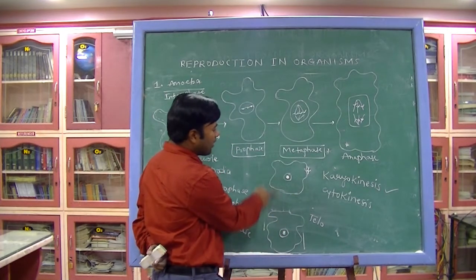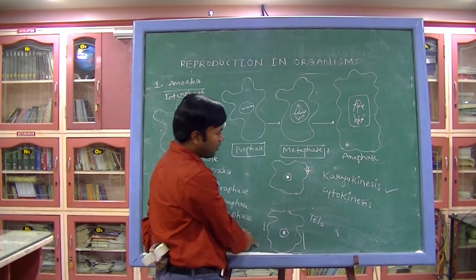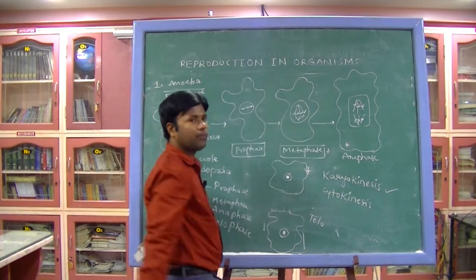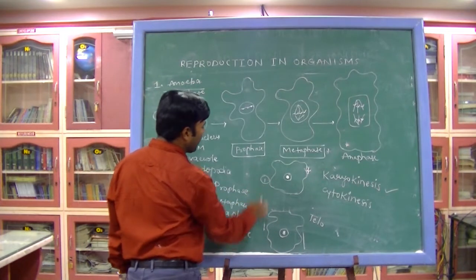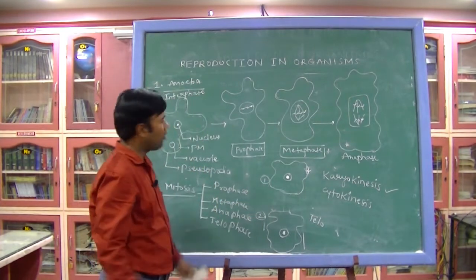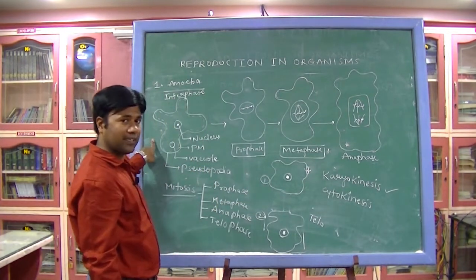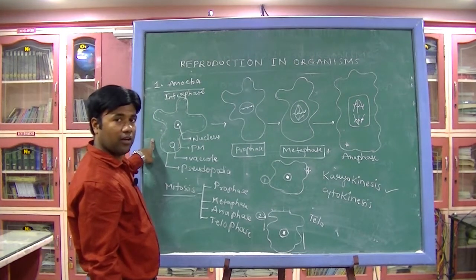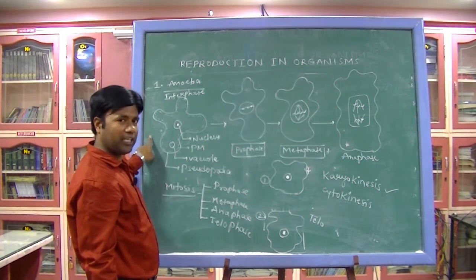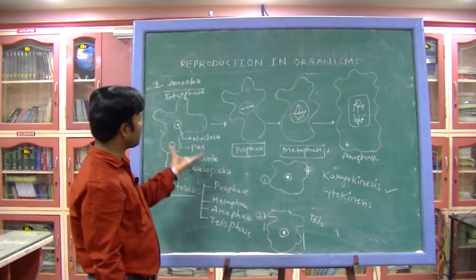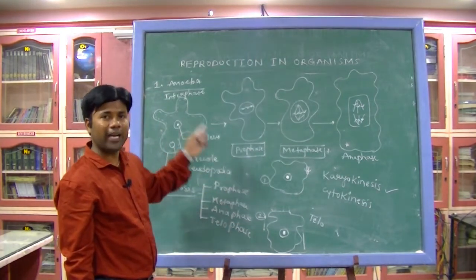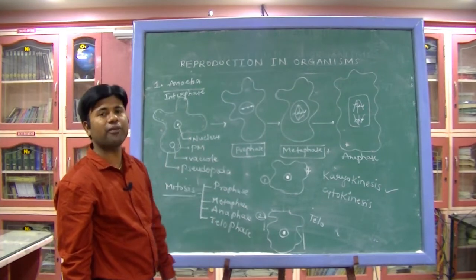Two separate amoebas will be formed after the cytokinesis. Now see how many amoebas are formed. This is one and this is two. In the first interphase of division, only one amoeba is present, but at the end how many did we get? Two. This example we learnt under binary fission of the asexual mode of reproduction.